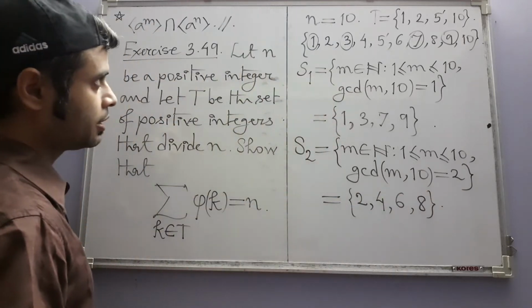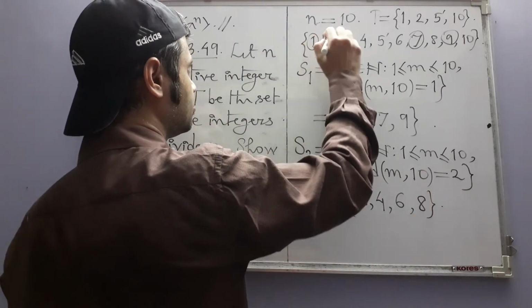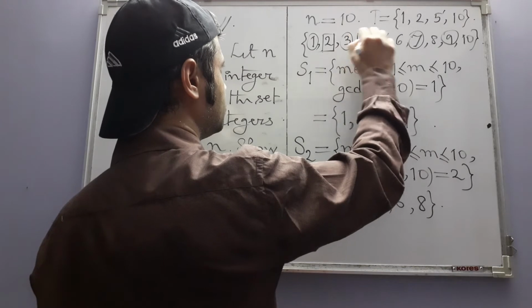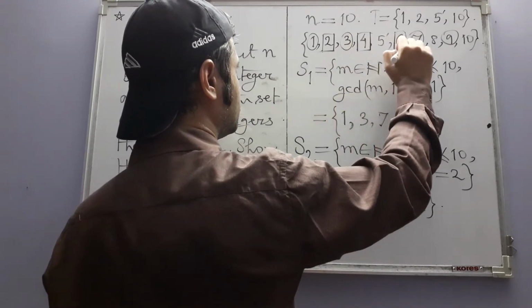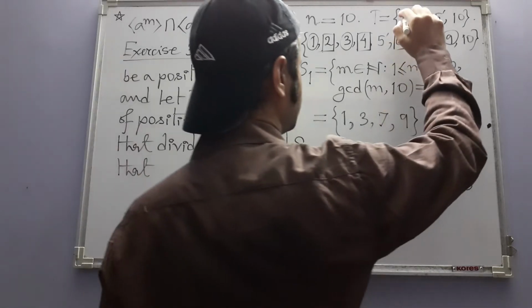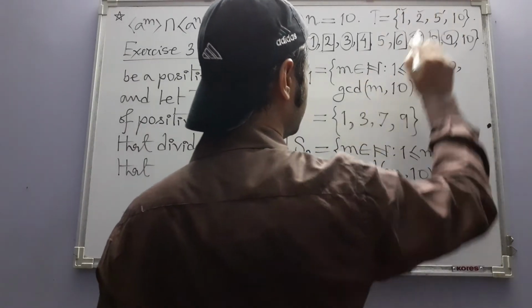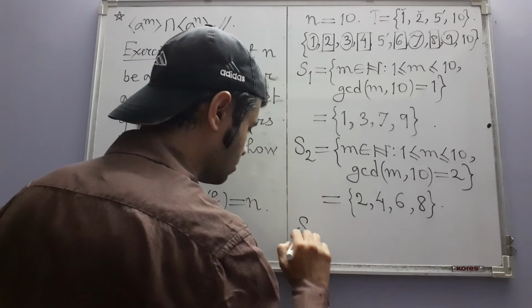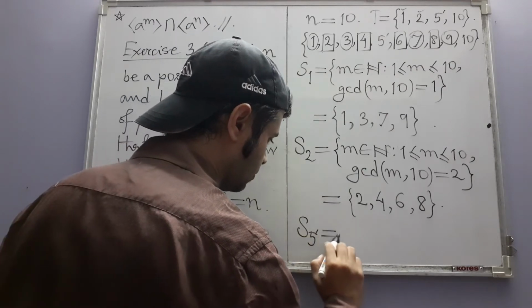So in this second set we have covered 2, 4, 6 and 8. So we have considered S1, S2 and now S5.